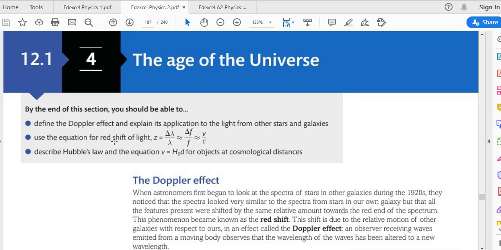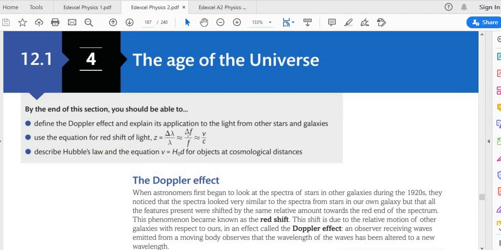Use the equation for redshift. The amount of redshift z is given by these equations: delta lambda divided by lambda. This is the change in wavelength, that is, the difference between the observed wavelength and the original wavelength, divided by the original wavelength. The original wavelength is the wavelength of the waves that the source emits.